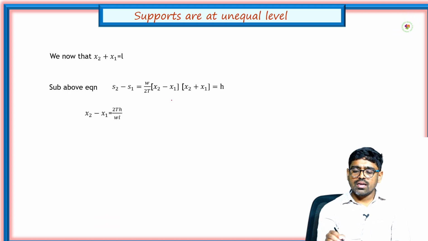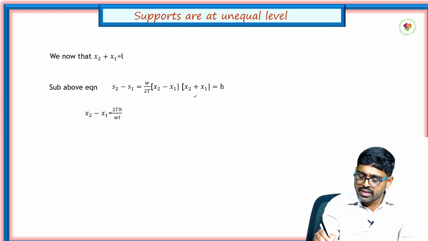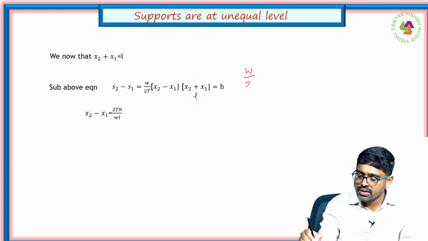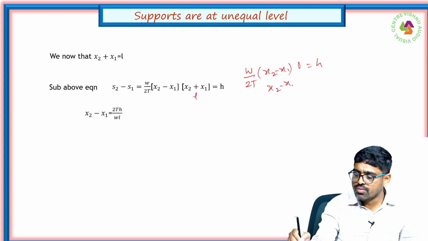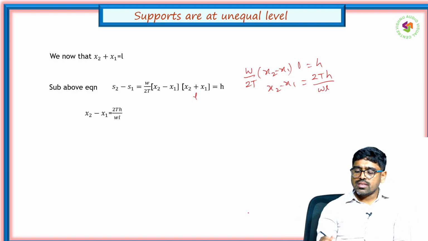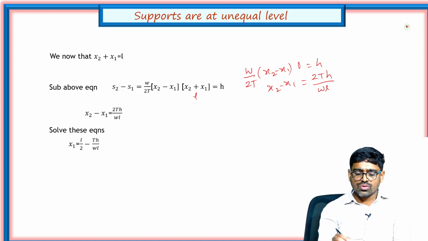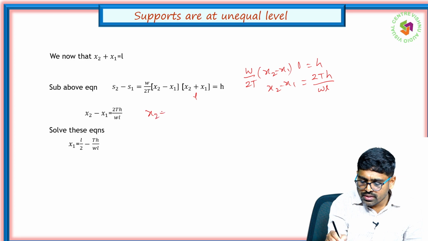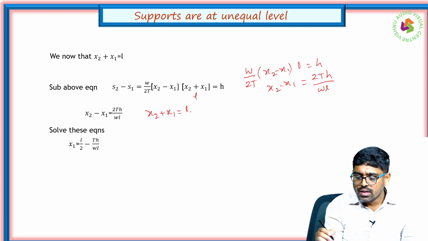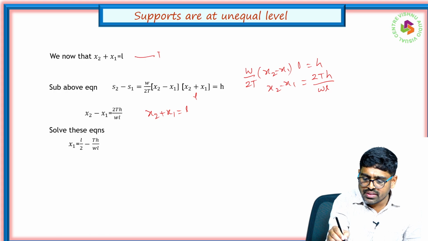Then it is L. If you write here it is L, then it is W by 2T into (X2 minus X1) into L equal to H. From this relation, we can get X2 minus X1 equal to 2T into H divided by W into L. And we know already that X1 plus X2 equal to L. Solve these two equations.